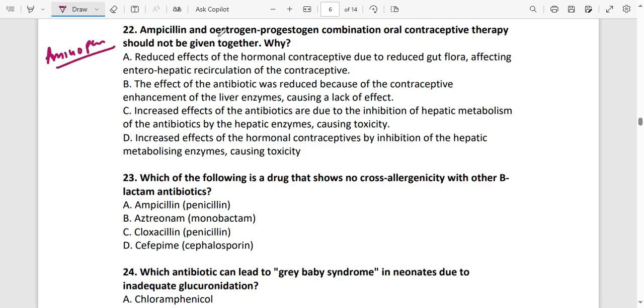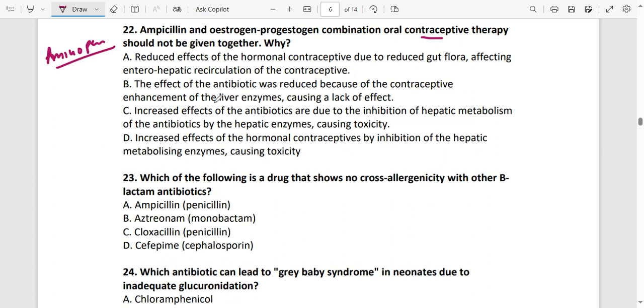So why should you not give it together? And you know these guys, what are they doing? They are destroying bacteria. And you know you have got some normal flora bacteria in the body. So reduced effect. Why should you not give them together with estrogen and progesterone for contraception? Maybe if you give them together, next time a person comes pregnant, why were they pregnant? A, reduced effects of the hormonal contraceptive due to reduced gut flora affecting enterohepatic recirculation of the contraceptive.